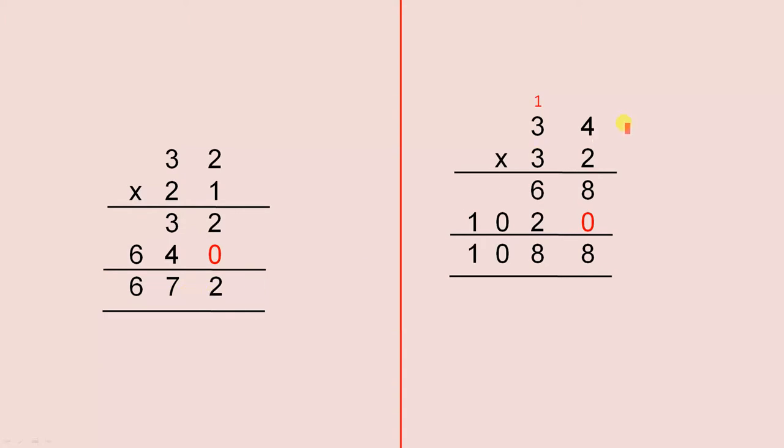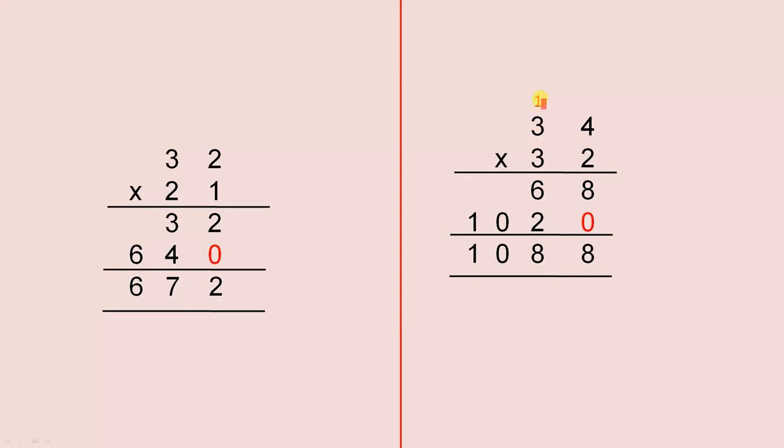Here we have 34 times 32. 2 times 4 is 8. 2 times 3 is 6. Now we have to multiply by the 3, which is really a 30. That's why we put the 0 there. 3 fours are 12, put down the 2, and there's the 1.